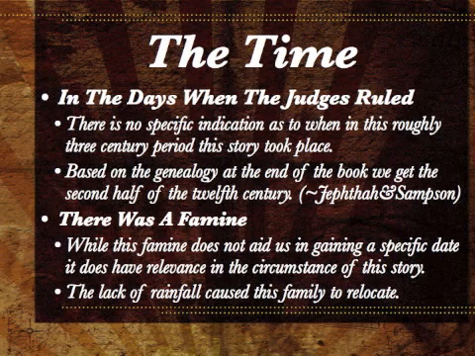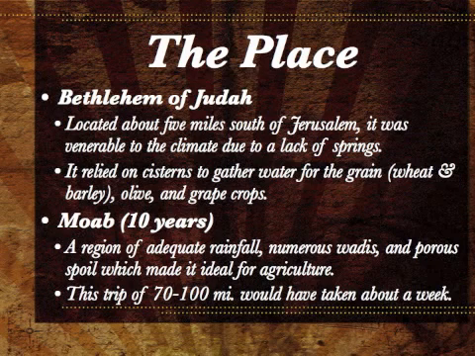This loss of rainfall would be very devastating to the crop harvests found where they were living. Without rain, you couldn't have crops. Now, to better understand this a little bit, we need to understand Bethlehem of Judah a little better. It was located around 5 miles south of Jerusalem.